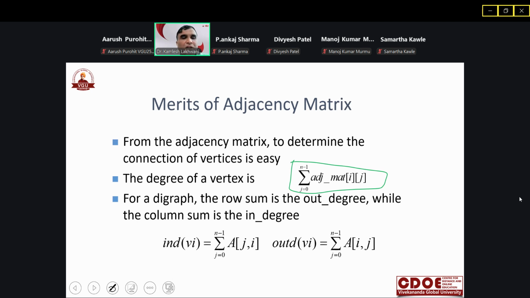For a digraph, the row sum is the out degree while the column sum is the in degree. Digraph means there are directional arrows available, from 0 to 1 and 1 to 0. So that is called a digraph. So for a digraph, the row sum is the out degree while the column sum is the in degree. Right?